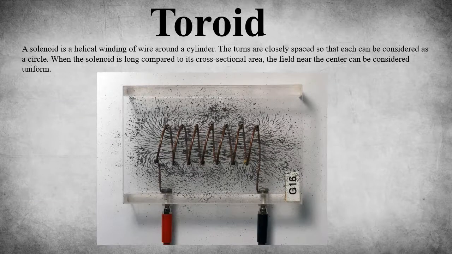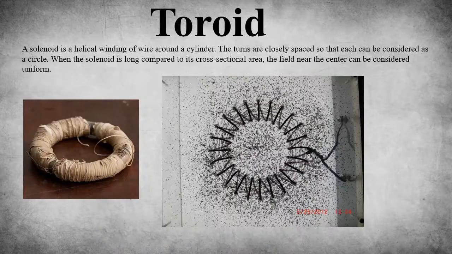Comparing it to the solenoid, here's the solenoid again. You have some edge effects, you have a very weak field outside, whereas in the toroid, the entire field is concentrated within the loops of the toroid. On the left is just a picture of Michael Faraday's toroid. Michael Faraday actually used a toroid when he discovered Faraday's law.